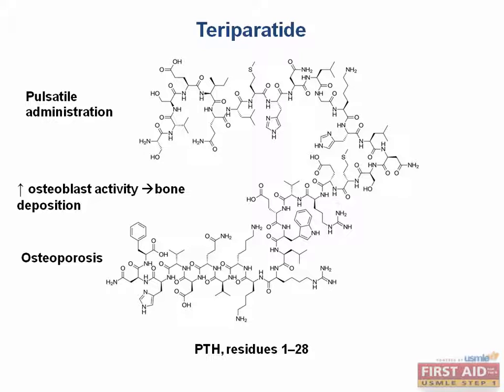Are there any toxicities with this drug? Well, some patients have a transient hypercalcemia, which makes sense for this PTH analog. Some rodent studies have also seen osteosarcoma in their teriparatide-treated groups, but this hasn't borne out in human trials.